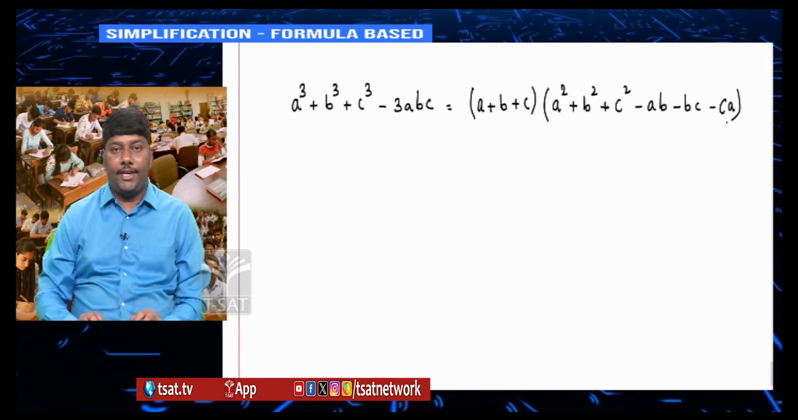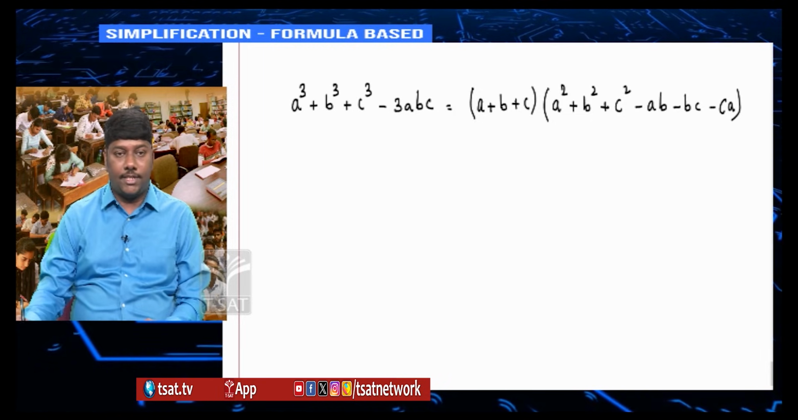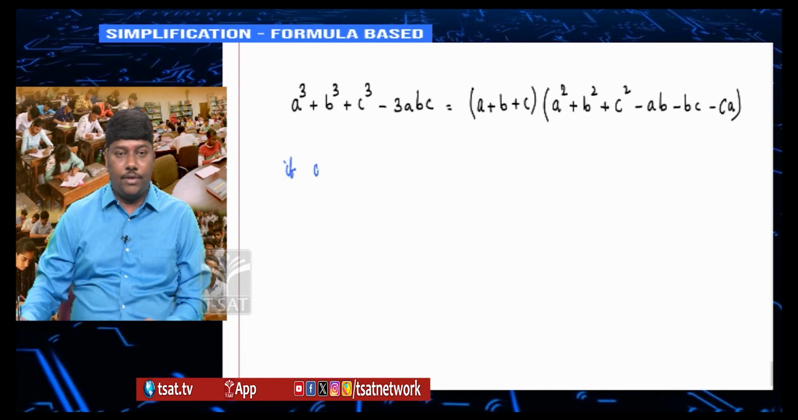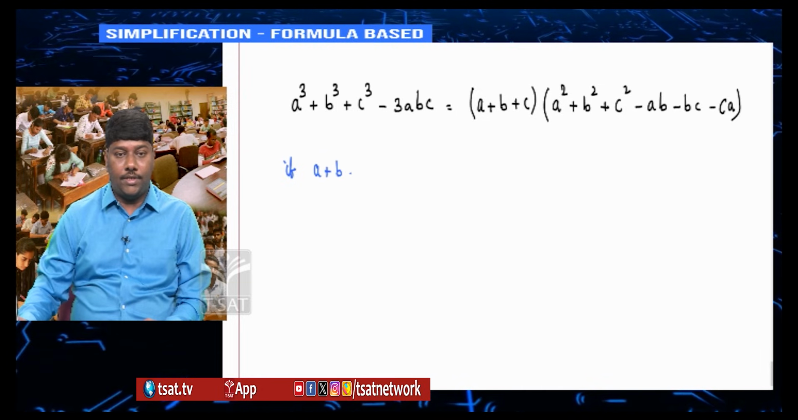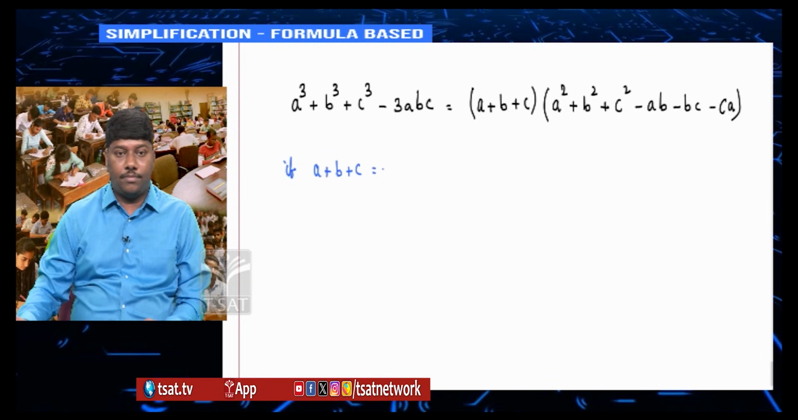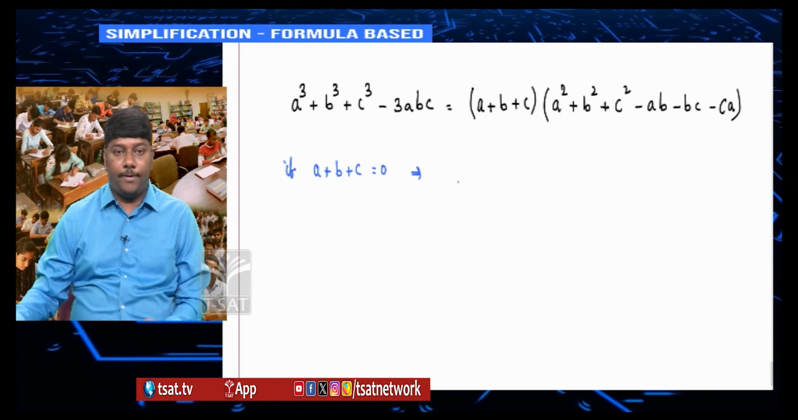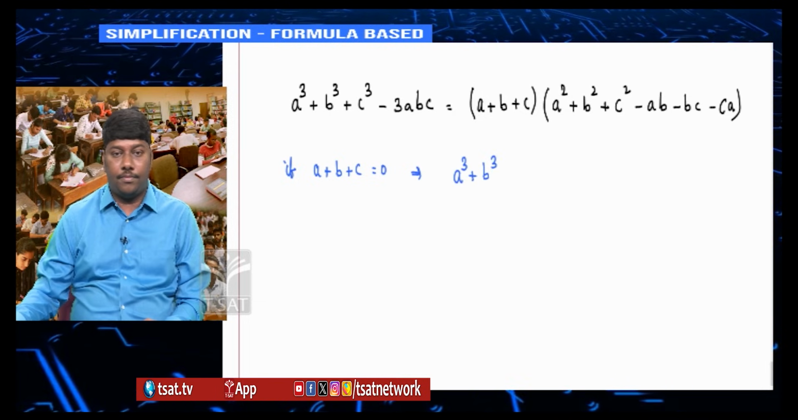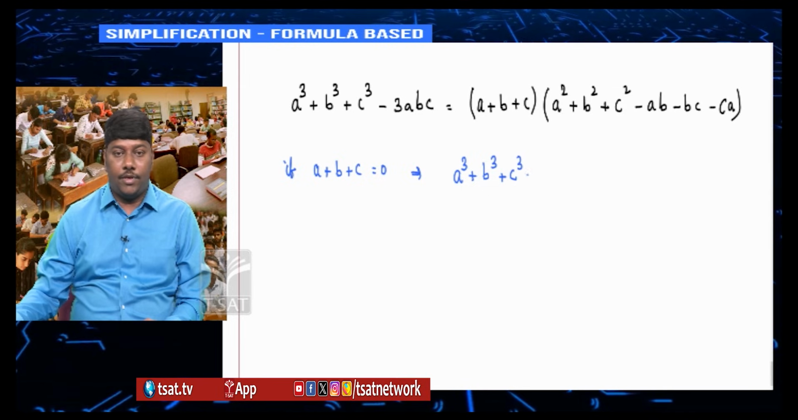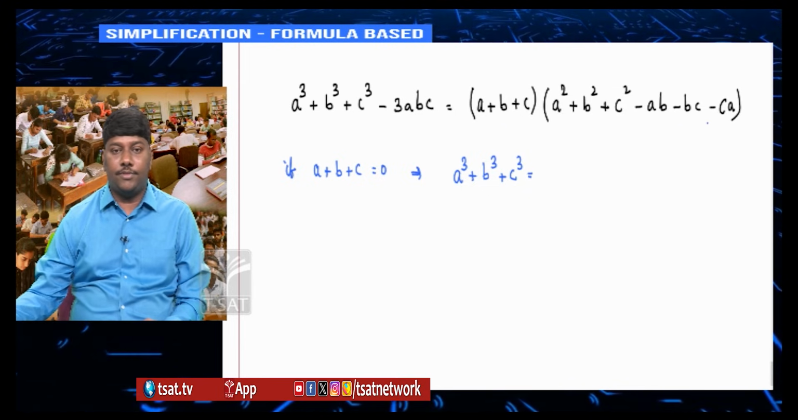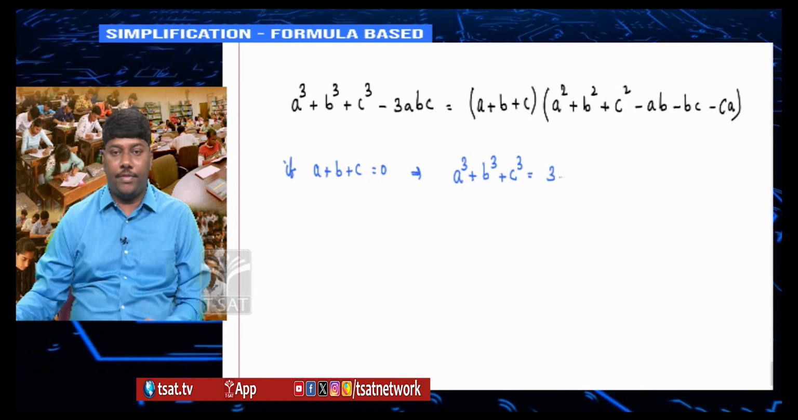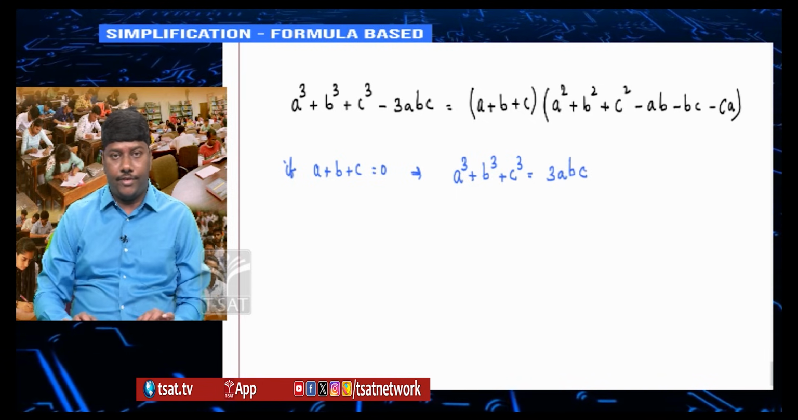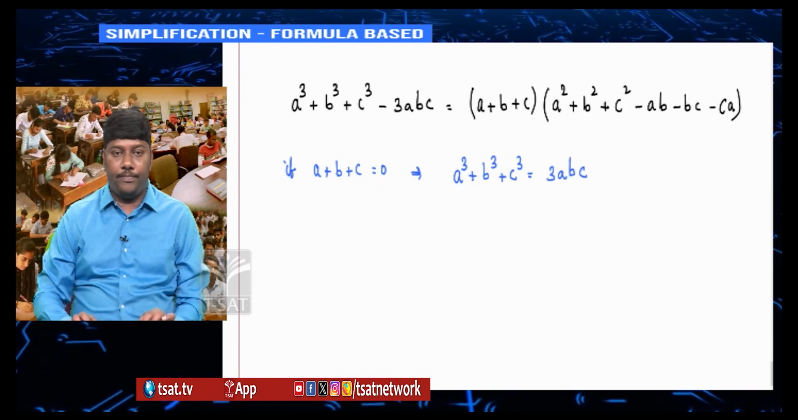From this you can actually derive a number of formulas, such as if A plus B plus C is equal to 0, then you can simply say A cube plus B cube plus C cube is equal to 3 into ABC, because this entire term becomes 0. But choose A, B, C carefully. If there is a negative sign, choose the negative sign as well.